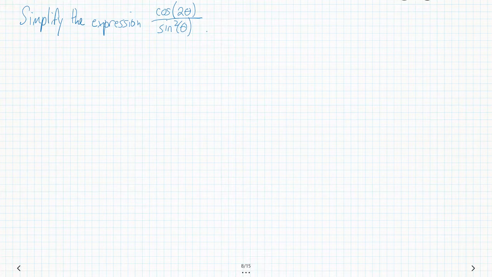Yeah, so in terms of what's going on. Now, more simplifying the expressions. If we have simplified this expression, cosine 2 theta over sine squared theta, so how the heck does this work?